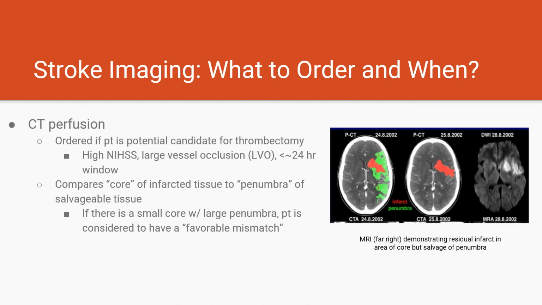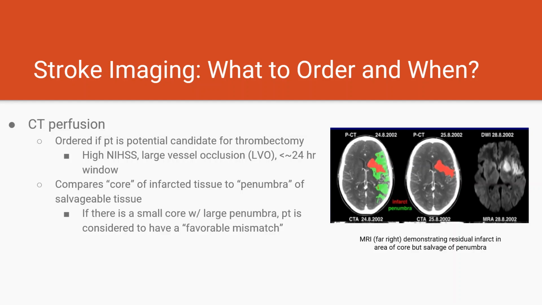One of these is the CT perfusion scan, or the CTP. CTP is a scan ordered to evaluate if a patient is a good candidate for clot retrieval via thrombectomy. I'll discuss indications for thrombectomy in the second half of this lecture, but if we think a patient is a good candidate for intervention, we'll usually obtain a CT perfusion to confirm.